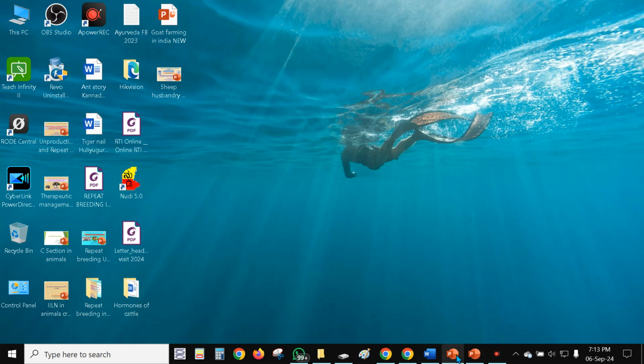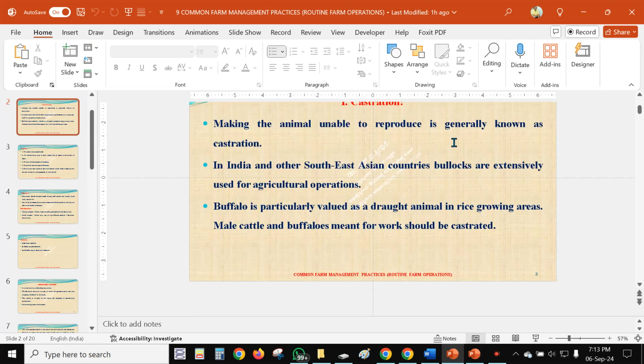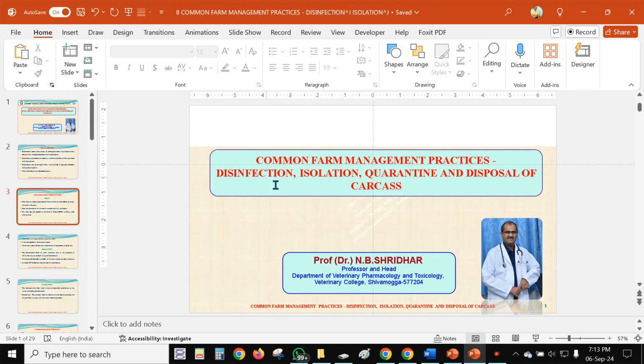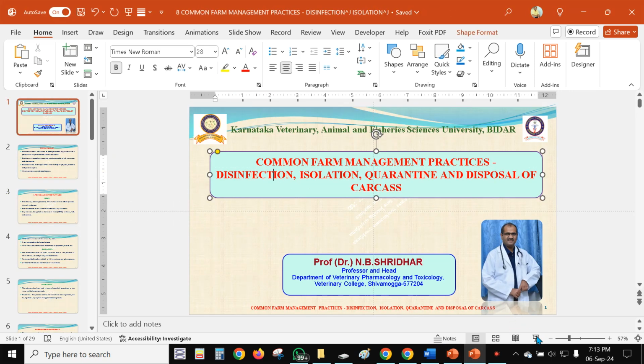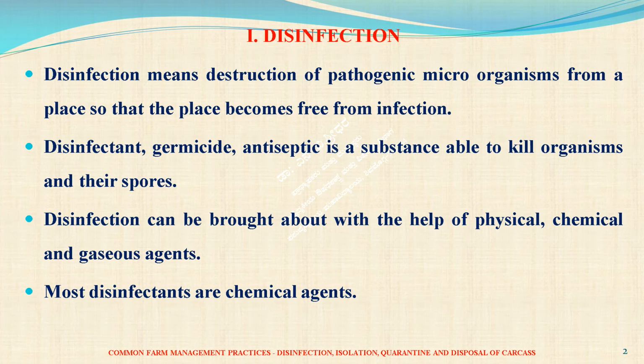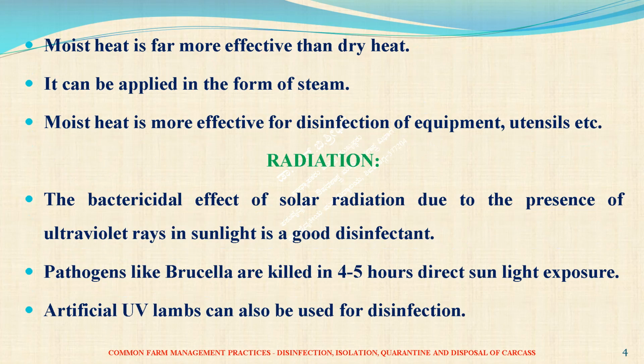Now, we will once again go back, especially to the purpose of this, the common farm practices in which we are dealing with the physical form of heat, especially for the disinfection of a farm, and it can be done at 300 degrees Celsius. And apart from this, moist heat or steam can also be used.